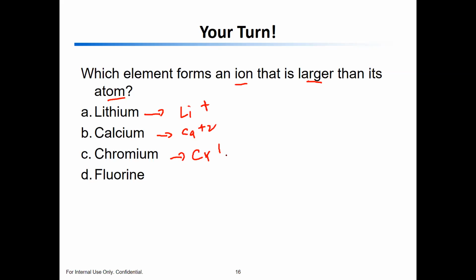What do we know about metals? Metals form plus charges. Fluorine is going to be a plus or minus charge? Minus. Why is fluorine a minus charge? Because it's close to the noble gas. Yep, and it needs one more electron to become like a noble gas. So it's going to become minus. It's going to grab an electron from somewhere. So which one of these is bigger than its original atom?